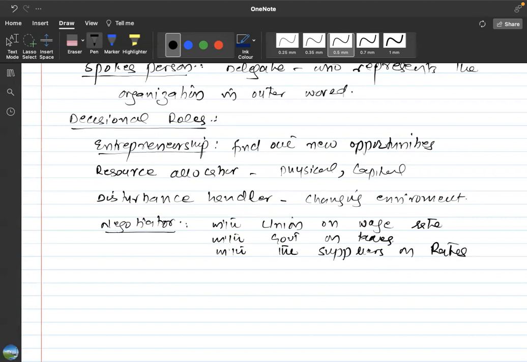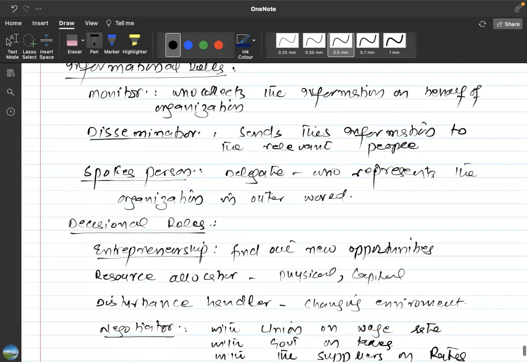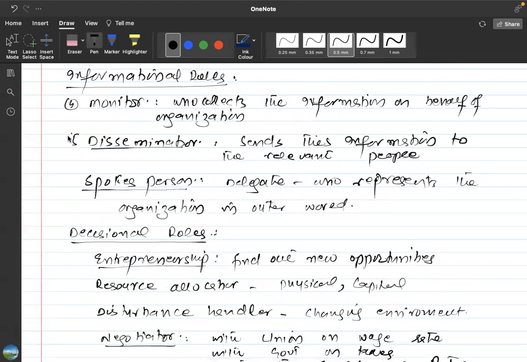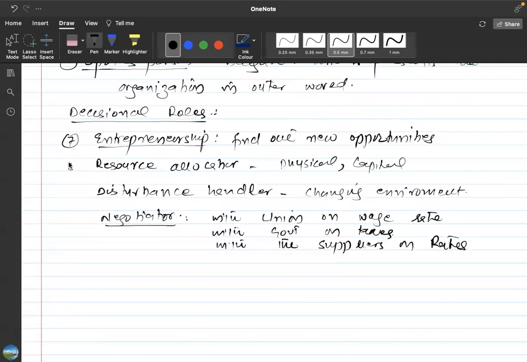If you look at those, these are 10 roles in total, 3 in the interpersonal roles, 3 in the informational roles, and 4 in the decisional roles. It's not necessary that every manager will be performing all these 10 roles in the business organization. This will depend on the type of the business, size of the business, nature of the business. In some businesses, one person will be performing the majority of these roles, and in larger organizations, public limited companies and multinational companies, for every role there might be different managers. So it depends on the size of the business organization.